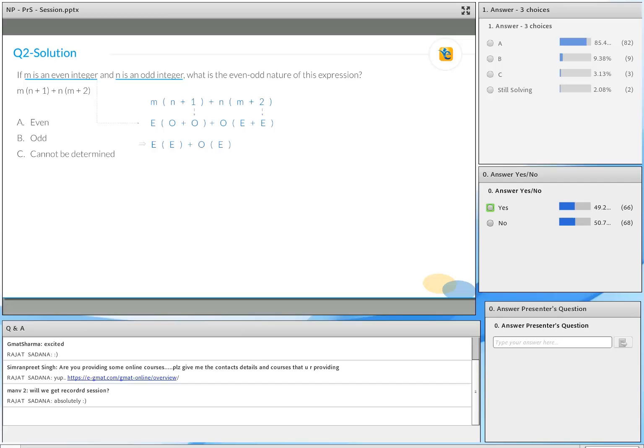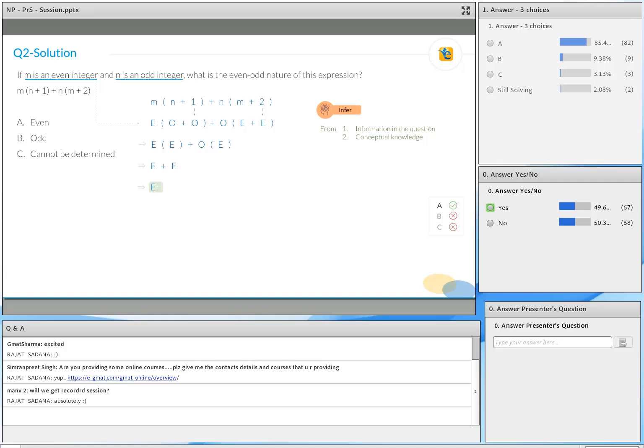And now we start to apply the operations on this expression. Odd plus odd is even, plus even is even, and then we basically get even plus even, which is even. So the correct answer over here is choice A. So again, we applied the information in the question and the conceptual knowledge that 1 is odd and 2 is even, and we drew inferences to arrive at the final answer. Okay, so the correct answer is choice A.